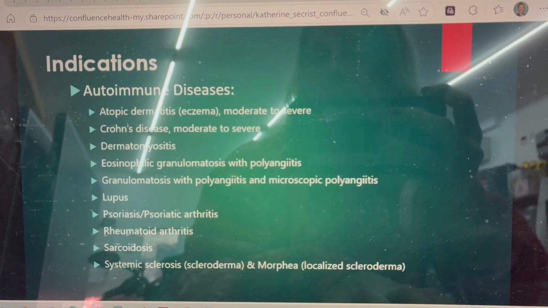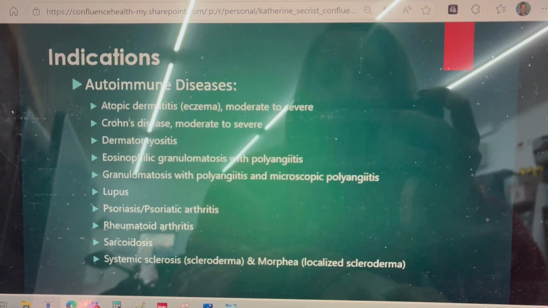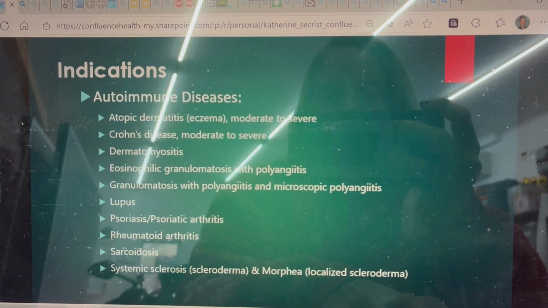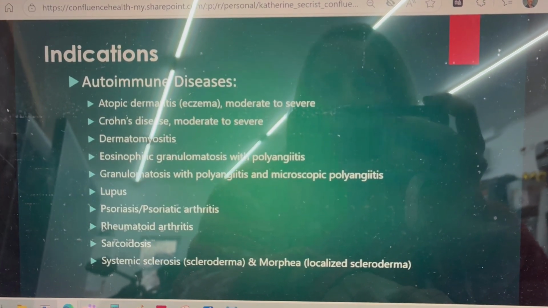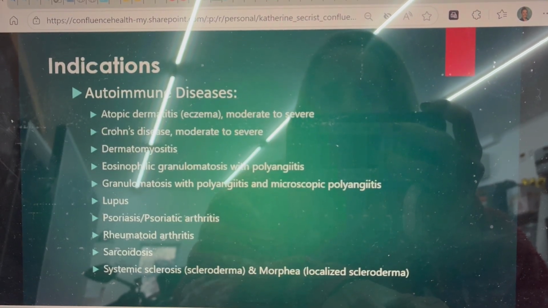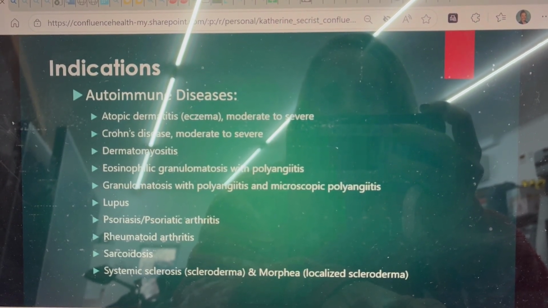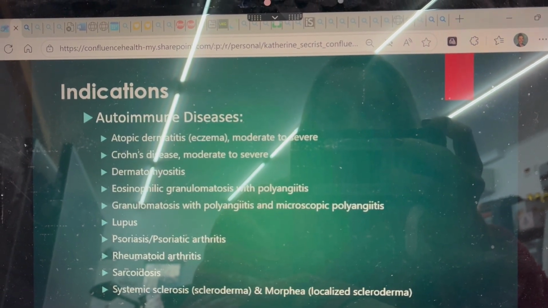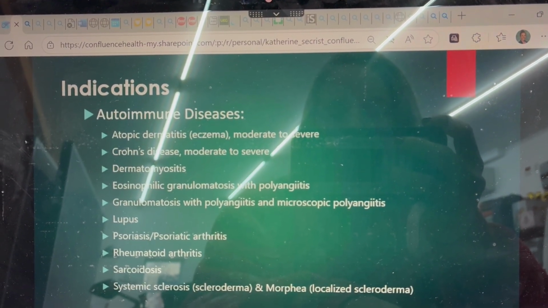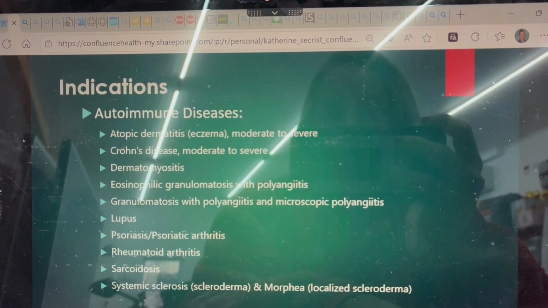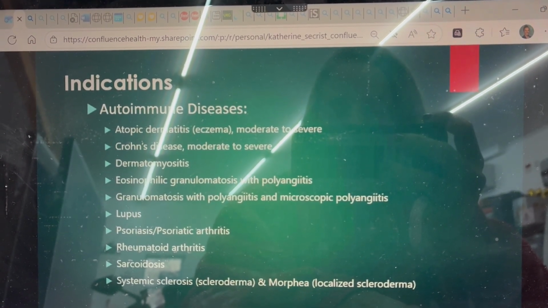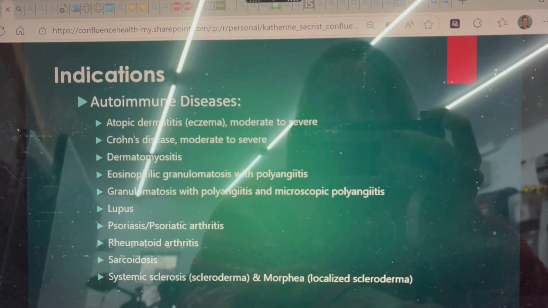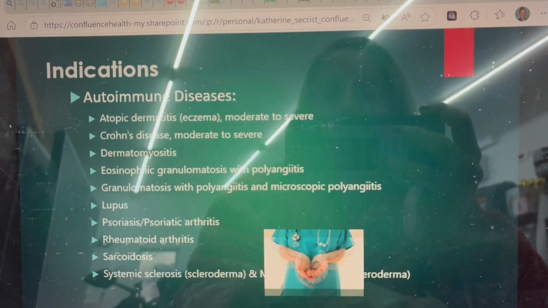It is indicated for many autoimmune diseases that we see in our patients, including atopic dermatitis, eczema, moderate to severe, Crohn's disease, moderate to severe, dermatomyositis, eosinophilic granulomatosis with polyangiitis, granulomatosis with polyangiitis, and microscopic polyangiitis, lupus, psoriasis, psoriatic arthritis, rheumatoid arthritis, sarcoidosis, systemic sclerosis, also known as scleroderma, and morphea, localized scleroderma.